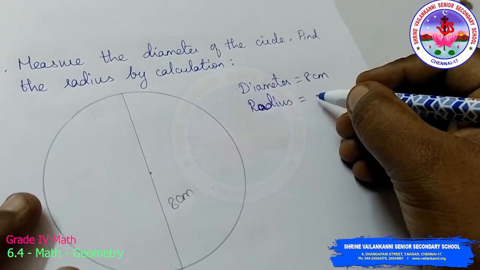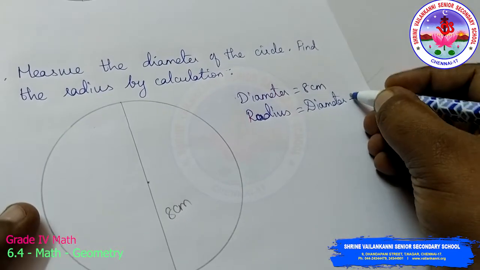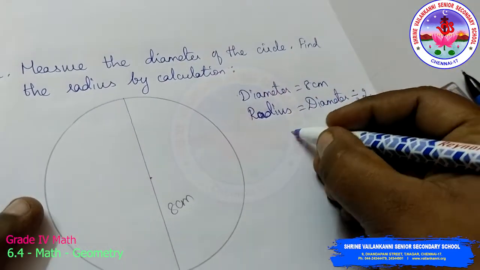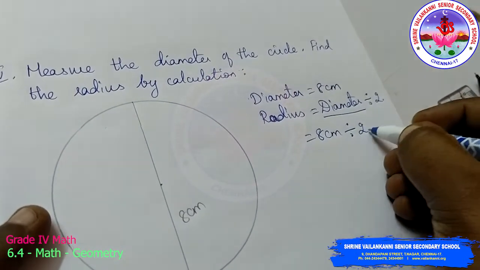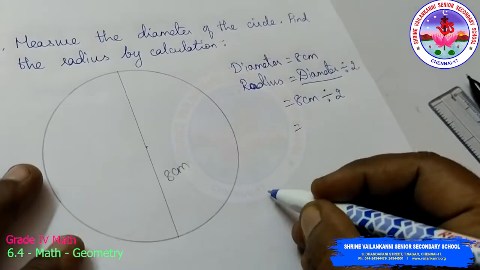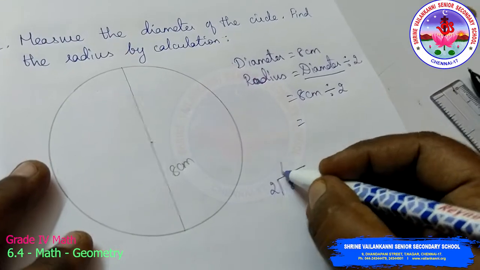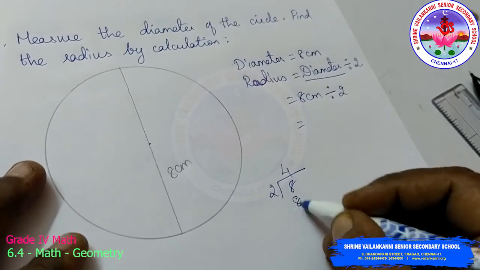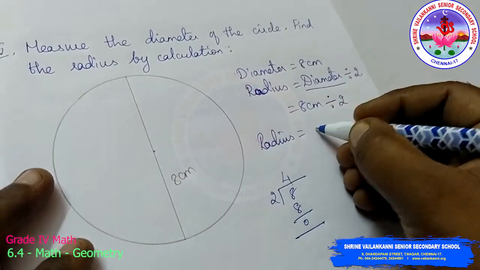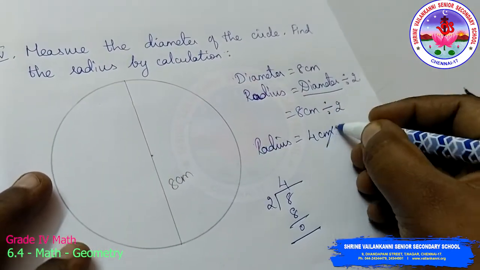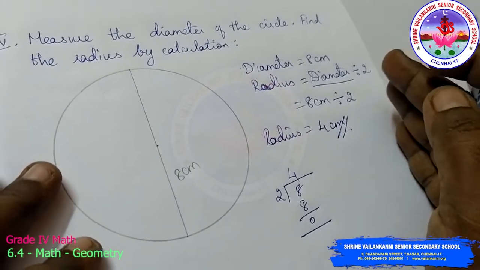We have to find the radius using the formula. What is the formula for finding the radius? Diameter divided by 2. What is the diameter measurement? 8 centimeters. So 8 centimeters divided by 2. How many times will 2 come in 8? 4 times. 2 fours are 8, no? So radius is equal to 4 centimeters. This is how you find your radius and diameter using the formula.